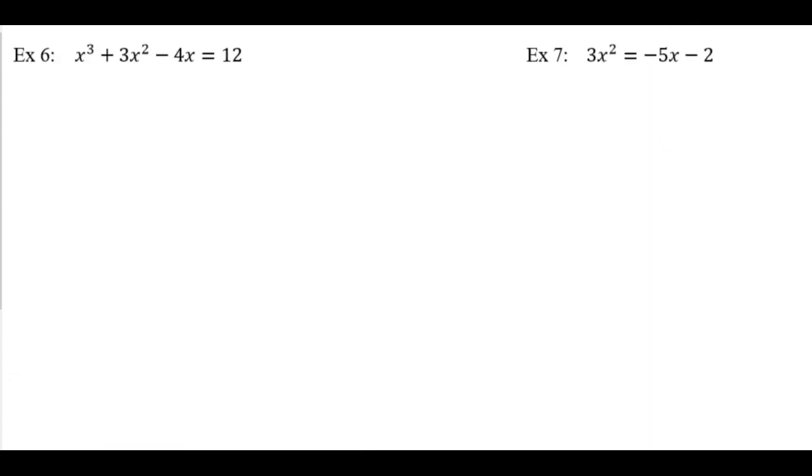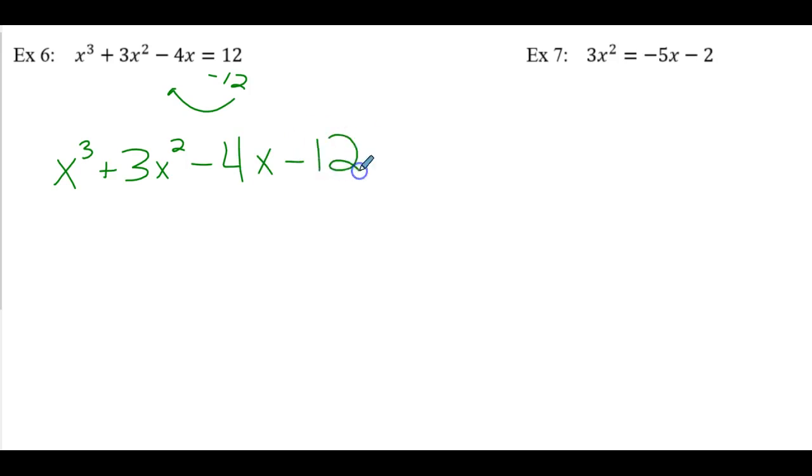Okay, the next one. We're going to do one more together, and then I'm going to have you do a few on your own. So, example 6. First step is what? Set it equal to 0. So I need to subtract this 12 over to the left side. So that's going to give me x cubed plus 3x squared minus 4x minus 12 equals 0.